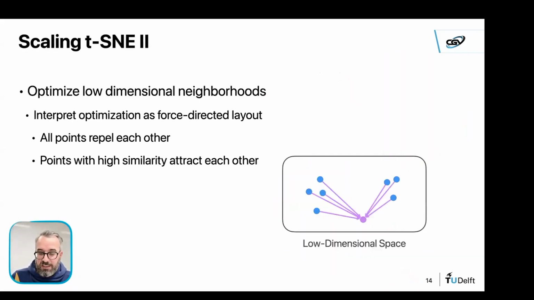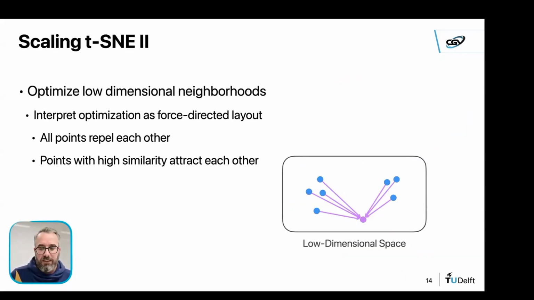But now the second part is optimizing these low-dimensional spaces. And already early on in the original paper, this optimization, this minimization of the Kullback-Leibler divergence, was presented as something you can think of as a force-directed layout where all points just want to be far away from each other, but those points that are similar to each other, they also attract each other. And if you just let this force-directed layout move itself out, it will actually create sort of the space that you are interested in.